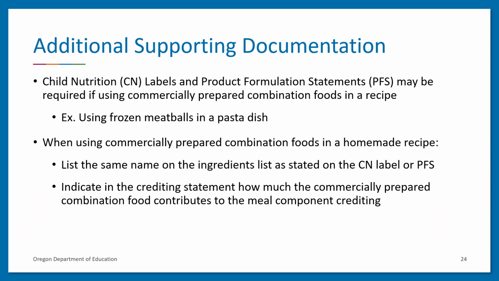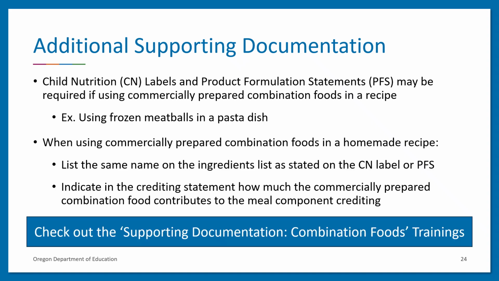While the peanut butter and jelly sandwich recipe uses simple ingredients, sometimes your recipes will use processed combination foods, also known as commercially purchased combination foods, such as breaded chicken cutlets or meatballs. In these situations, you will need to have additional supporting documentation. Commercially purchased combination foods require a child nutrition label or a product formulation statement in order to document the crediting for different components. The supporting documentation training in Chapter 10 will have more information on these types of supporting documentation.